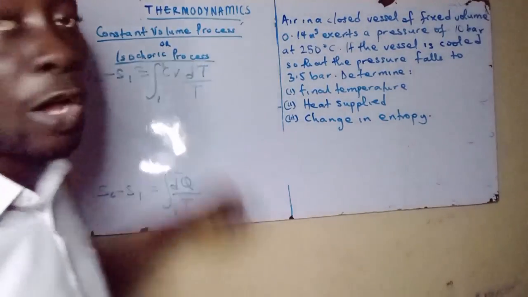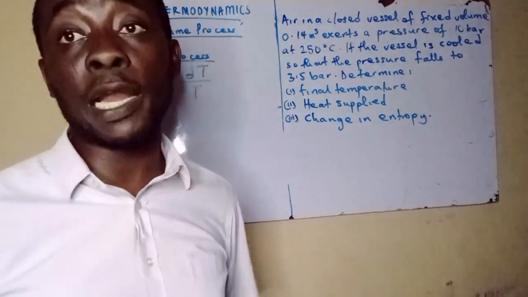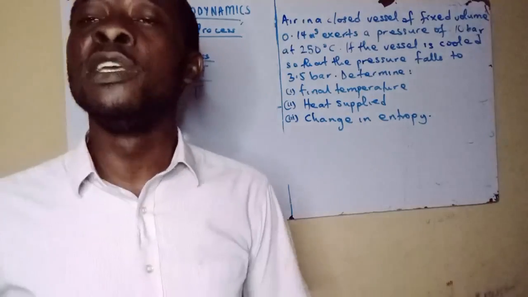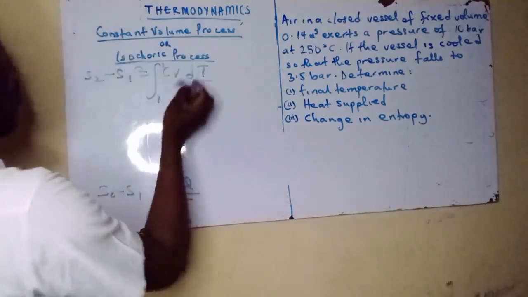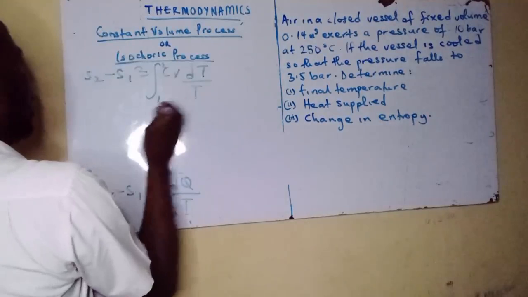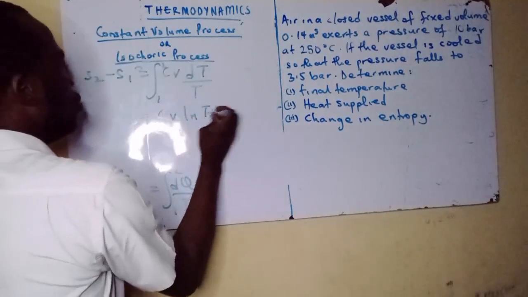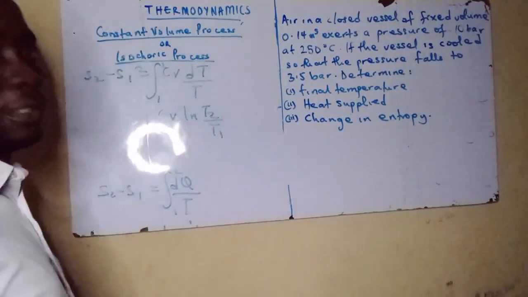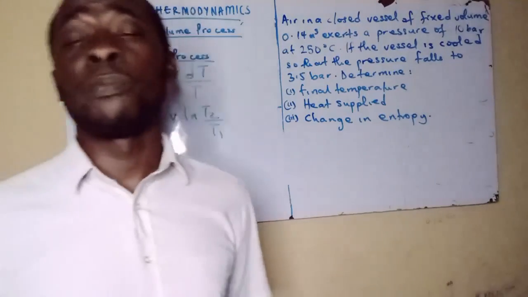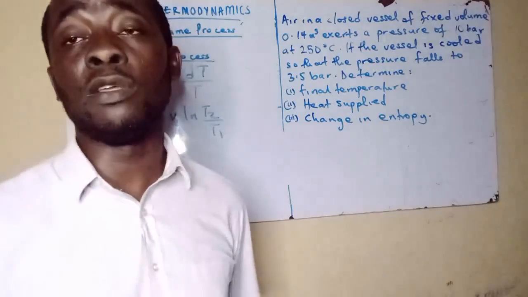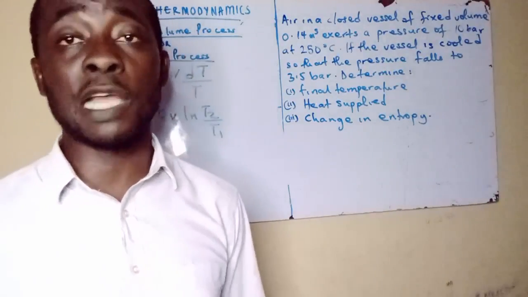Because at constant volume, Q is always the change in internal energy, so Q is CV dT. Now we will have dT over T integrated, so that will be CV ln(T2 over T1). That's how the expressions will look like for the constant volume process.